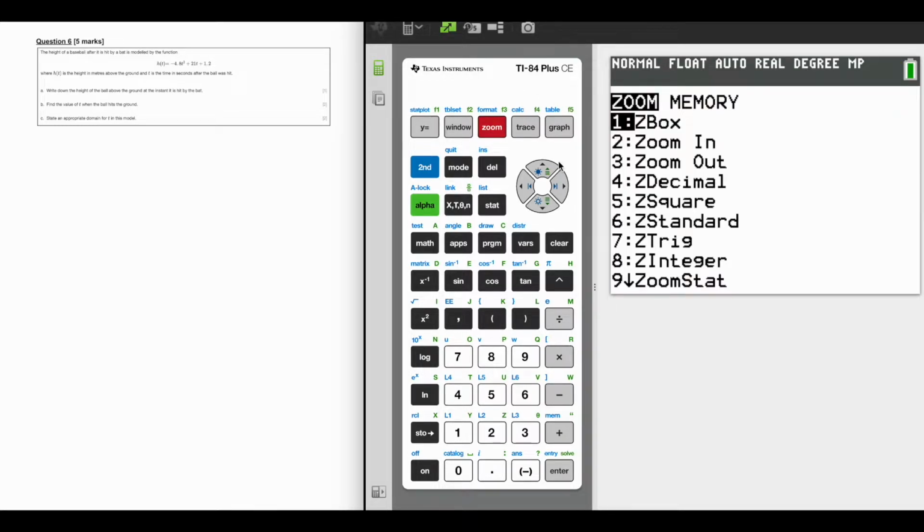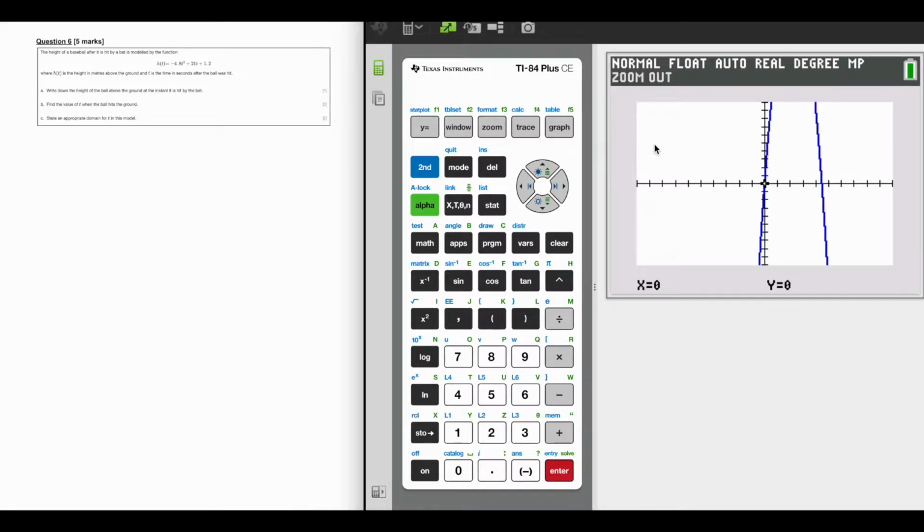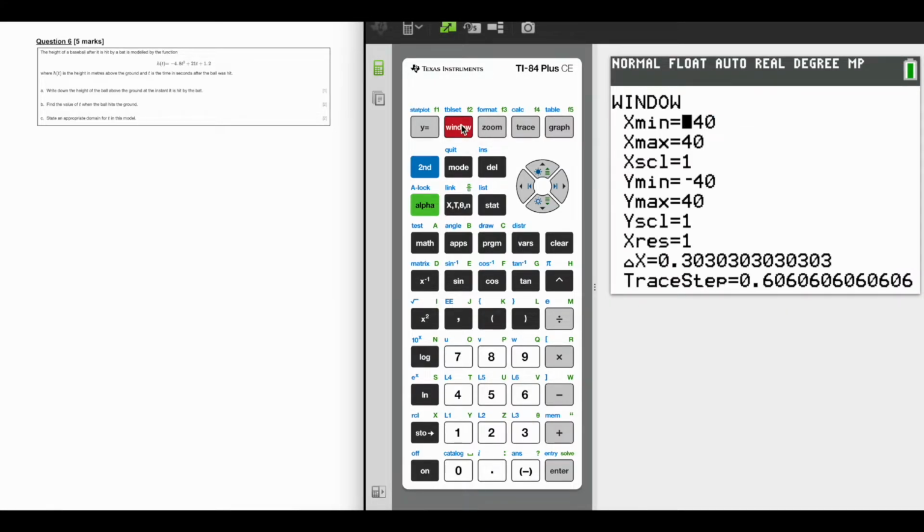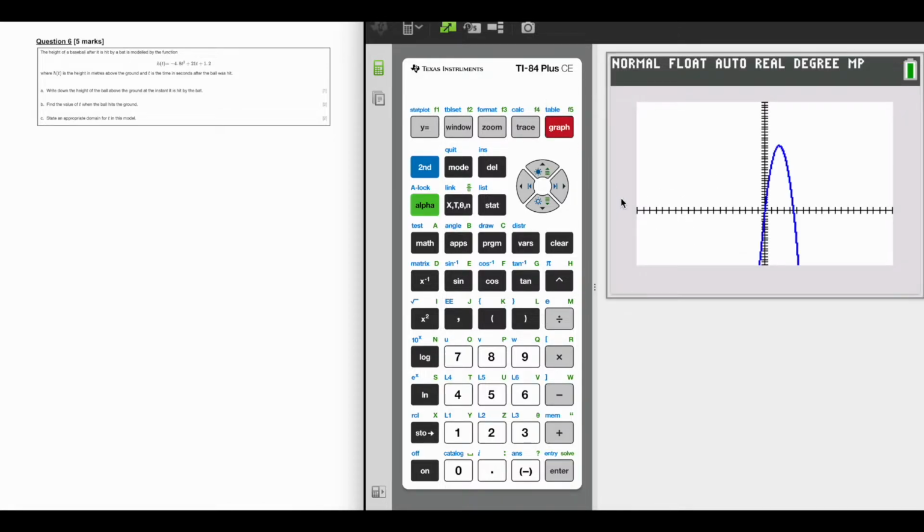Now I can see there it's not quite big enough, so I'm just going to zoom out. There we go. We can see what's happening there. You could also use your window. So I could change this to negative 20 and 20, knowing that I'm not really going to be needing a large x value there. Okay, so that's what my graph would then look like.